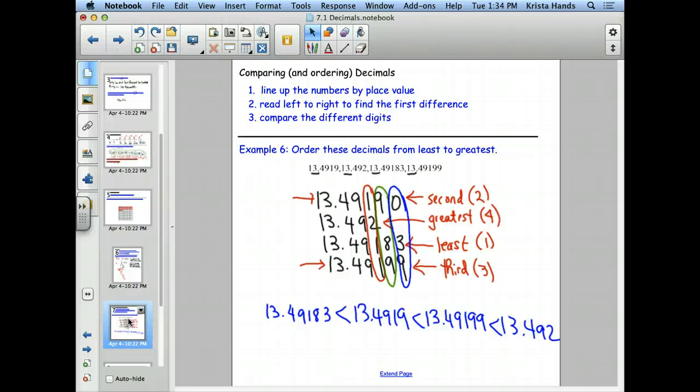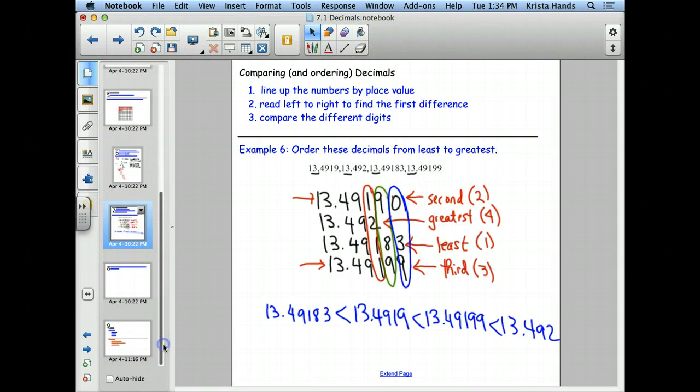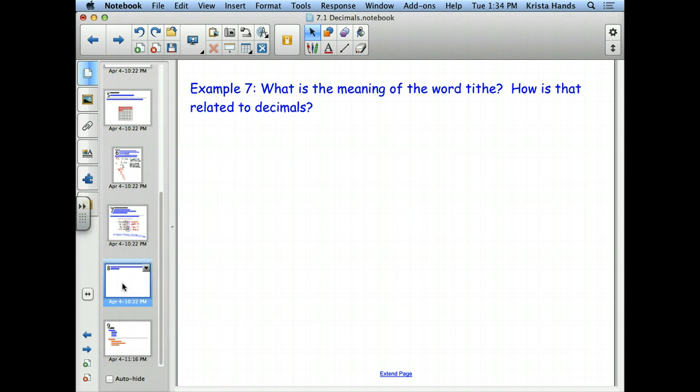It's all good? Okay. One last problem. What is the meaning of the word tithe? Where have you heard it? Church. You guys heard it at church. It isn't directly related to money, although we use it in the church to relate to money, right? That's where we see it in relation to. What does tithe mean?